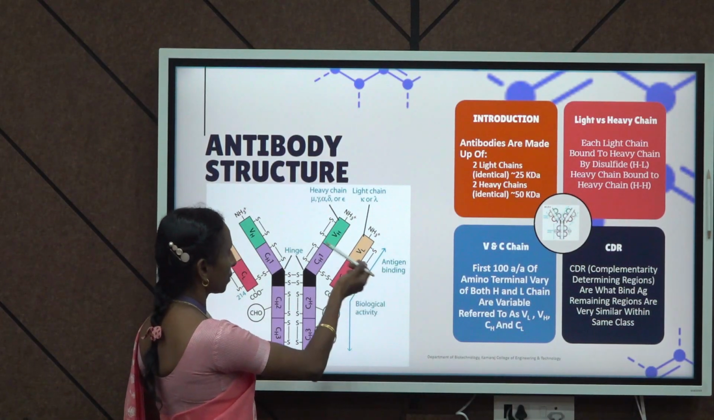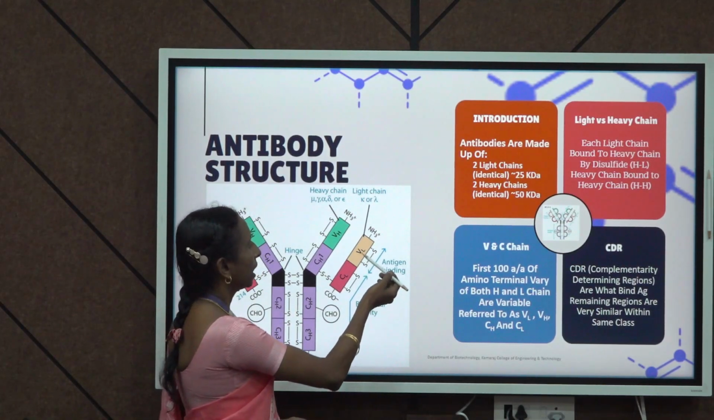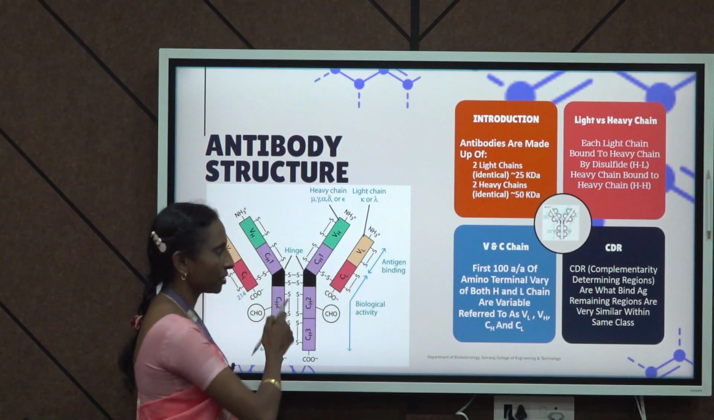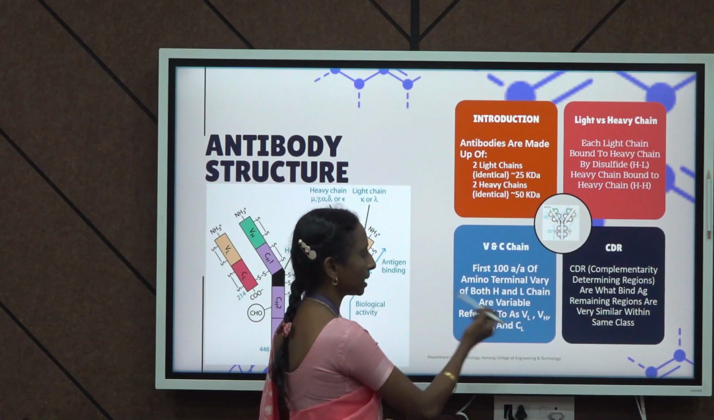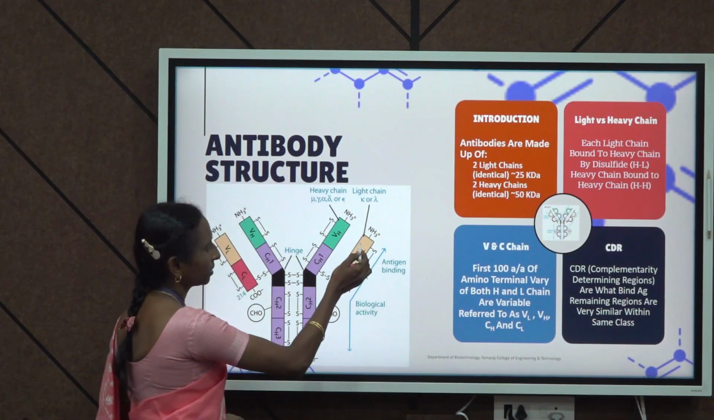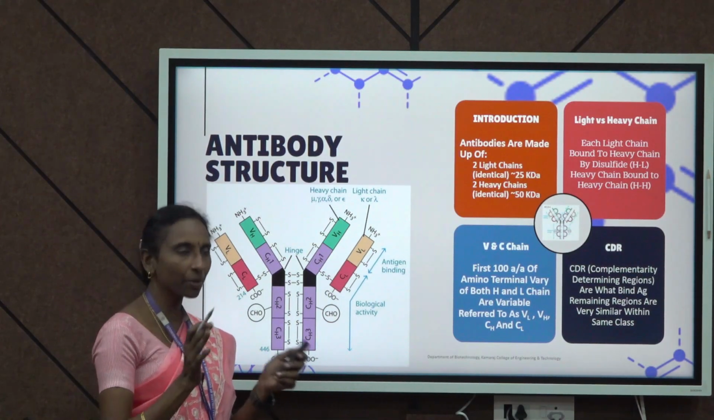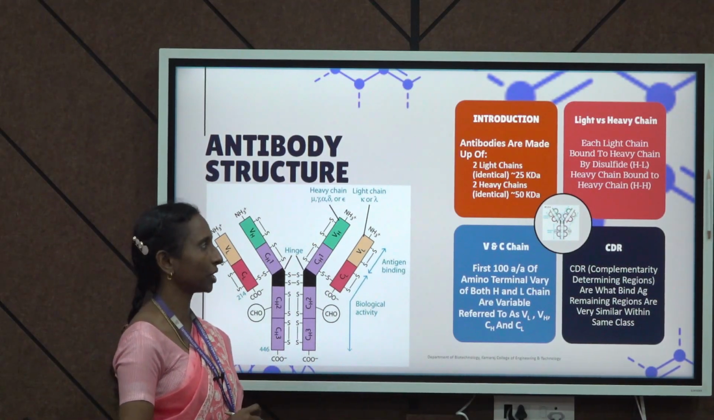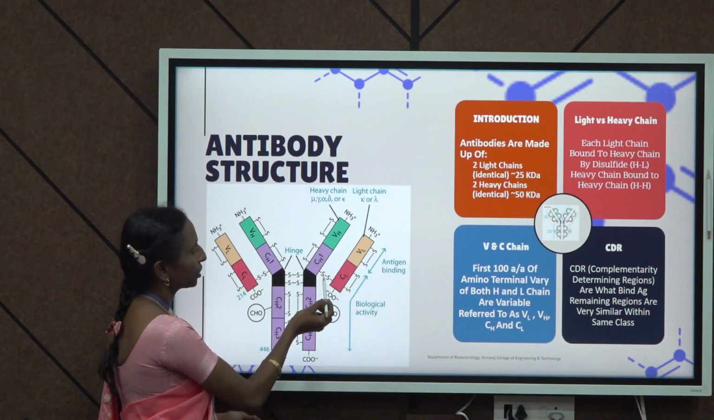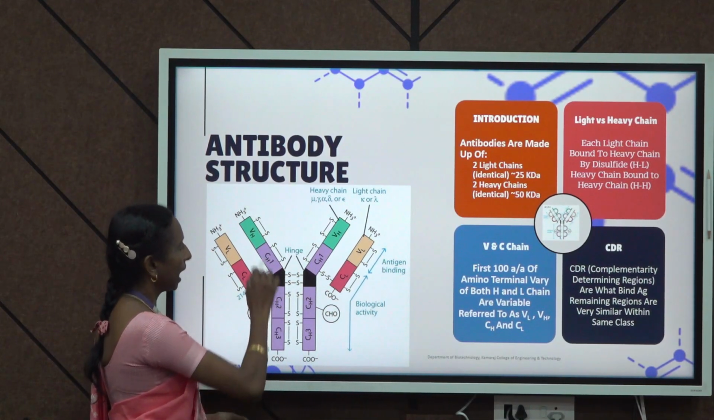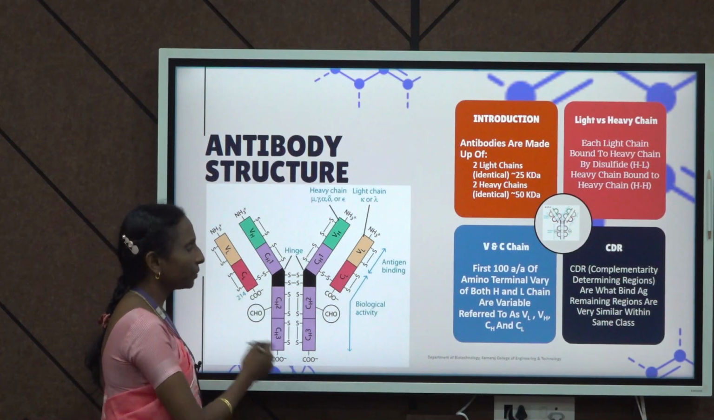And if you look at the structure, both the heavy chain and the light chain comprise a variable region and a constant region, referred to as VL, VH, CH and CL. In this, the first 100 amino acids usually form the variable region of both heavy chain and the light chain. Each light chain is bound to the heavy chain with the help of disulfide bridges, and the heavy chains are also bound to each other through disulfide bridges.